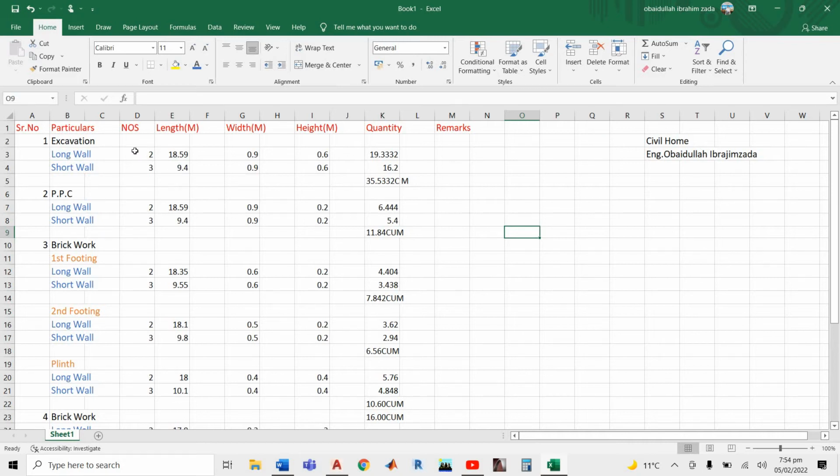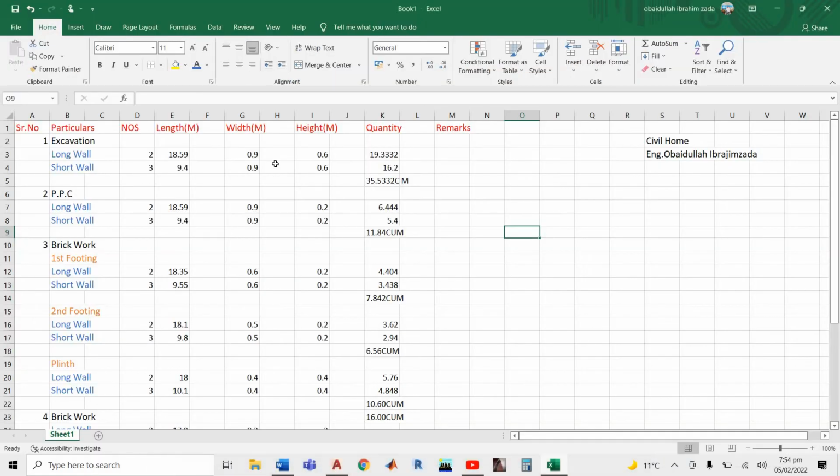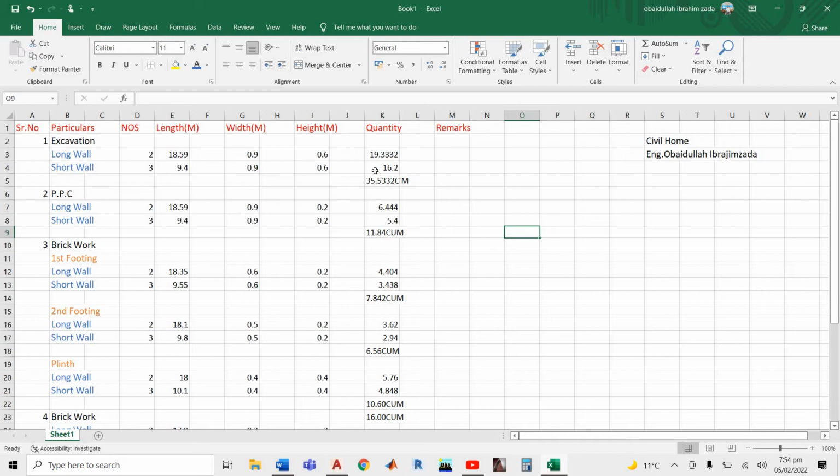So you found our length for excavation for the long wall, 18.59. And the number of sides, how many long walls do you have? 2. Just write 2. Length and width: if you see here you have 0.9. So width 0.9, and how much is the height? If you see in here, 0.2 up to in here belongs to excavation. So 0.2 plus 0.2 plus 0.2 becomes 0.6. So in here we have 0.6. Then you multiply 2 times 18.59 times 0.9 times 0.6, you get 19.3332.